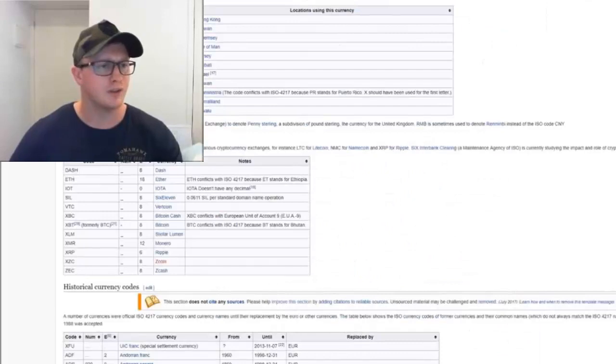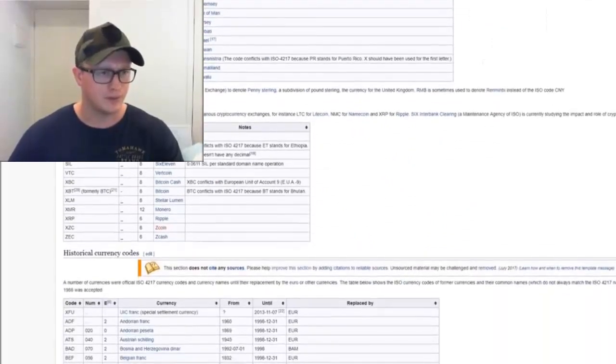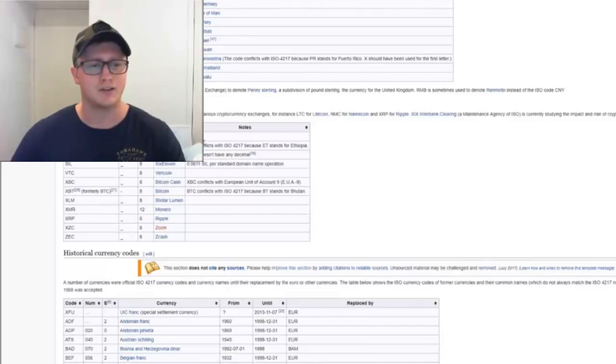Now, I'll just show you here, guys, there are some other currencies. If we have a look here on Wikipedia, the trusted source, there are some other currencies that have it. So if you have a look at Ether, ETH, its currency there says it conflicts with the standard because ET stands for Ethiopia.